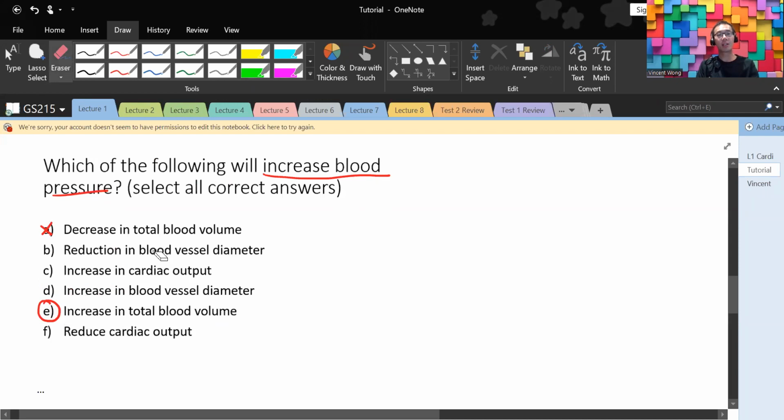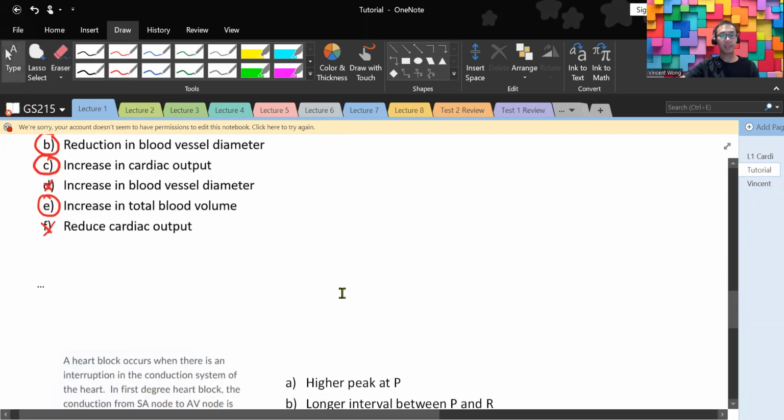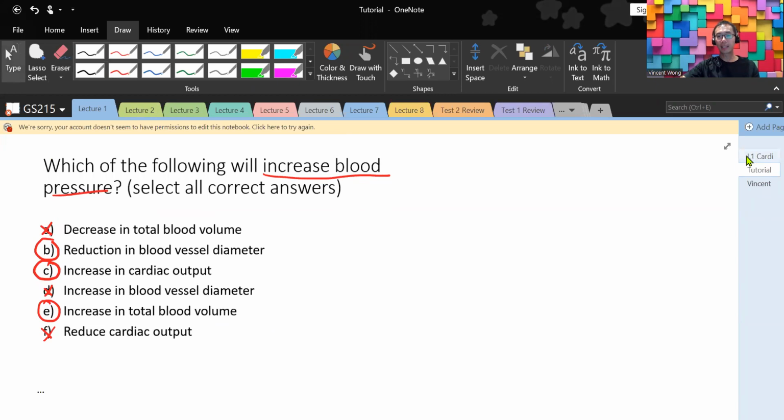If you reduce the vessel diameter, if you're squeezing on your blood vessel, vasoconstriction, that will increase the blood pressure. We wrote that down earlier. And so this is wrong. Increase cardiac output. You can increase cardiac output by increasing heart rate or increasing stroke volume. So we know that increasing stroke volume will increase blood pressure. So that is the correct answer, and that's not it. So B, C, and E. Okay, that's that for now.